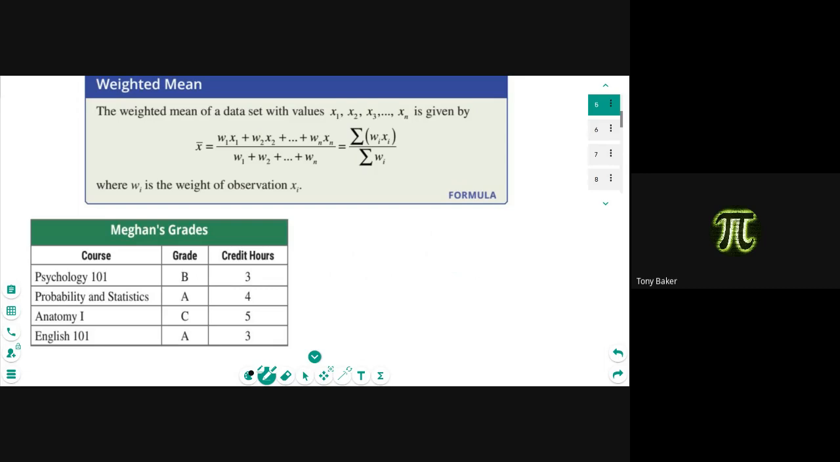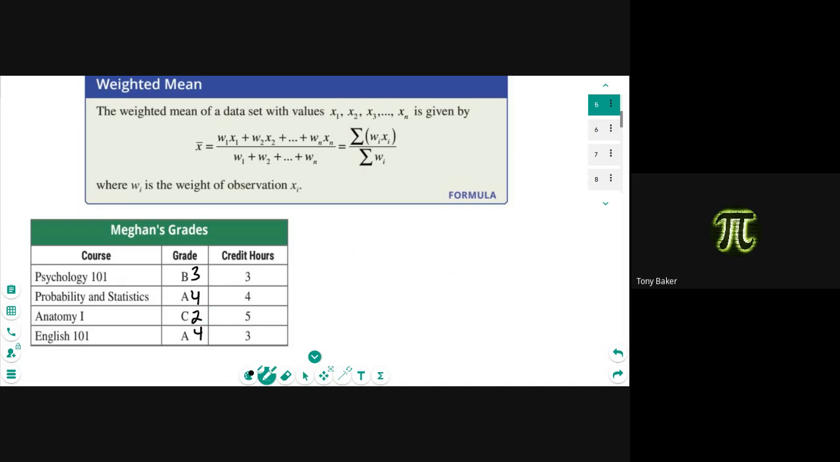Okay, so like I said, unfortunately, it's not just add up all the numbers and divide. So the first thing in this problem we need to do is, I can't add B's. So we're going to change these to actual numbers. So based on the GPA scale, an A is a 4, a B is a 3, and a C is a 2.